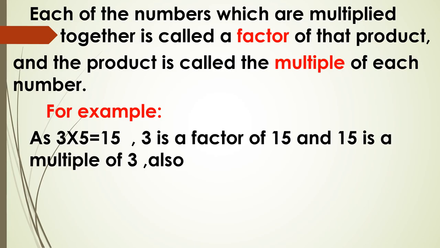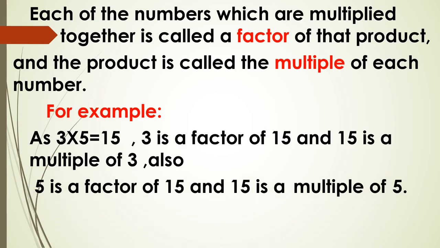See, 5 is also a factor of 15 because we are multiplying 5 here too. So 5 is a factor of 15 and 15 is a multiple of 5. Now is it clear? That 3 and 5 both are the factors of 15. And 15 is a multiple of 3 and 5 both.